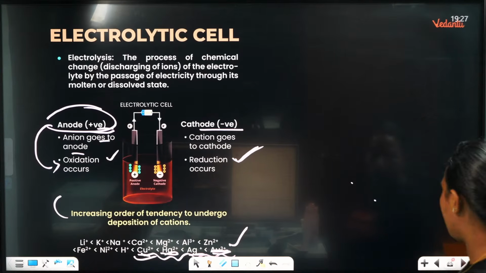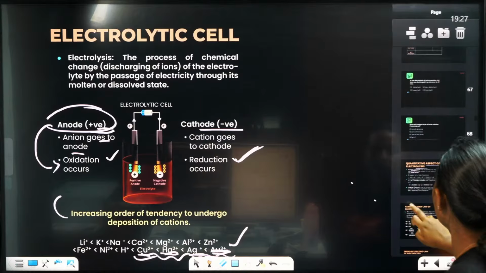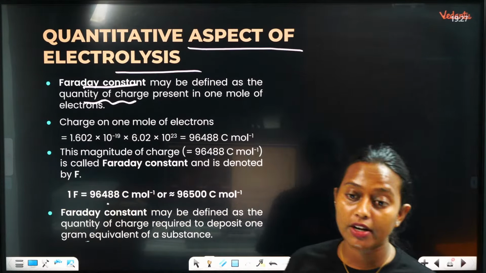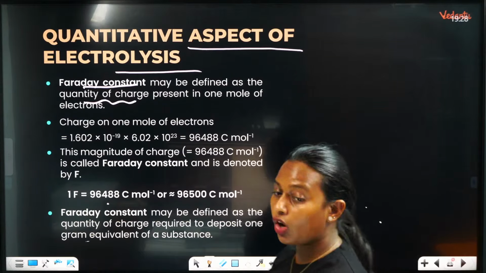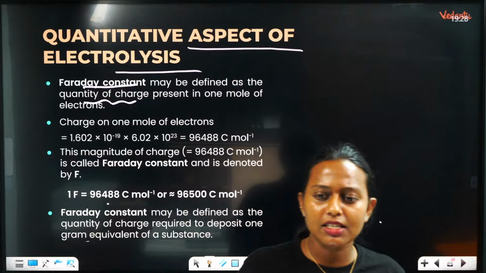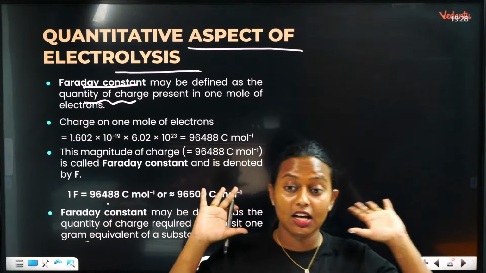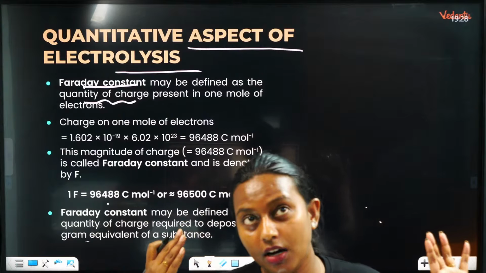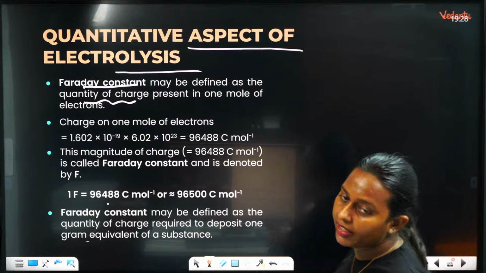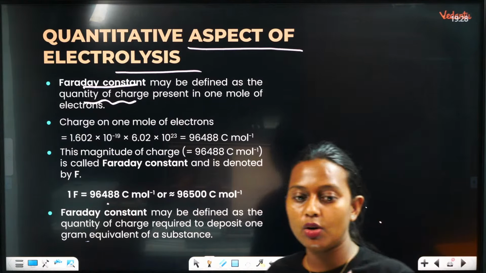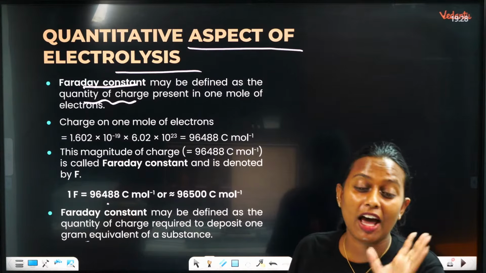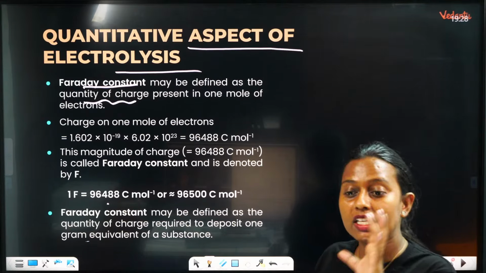Kashifa, is it clear? So yes, quantitative aspects of electrolysis. Faraday's constant. What does Faraday's constant mean? We know, ma'am, that it is 96488, or rounding it we take 96500. That is what we know. But what exactly is Faraday's constant?